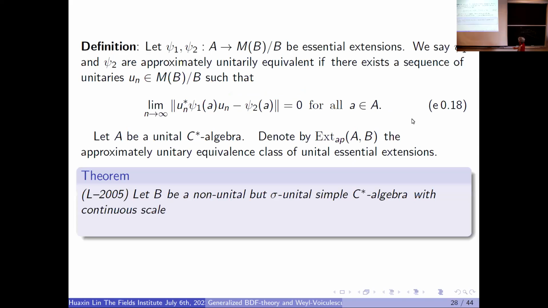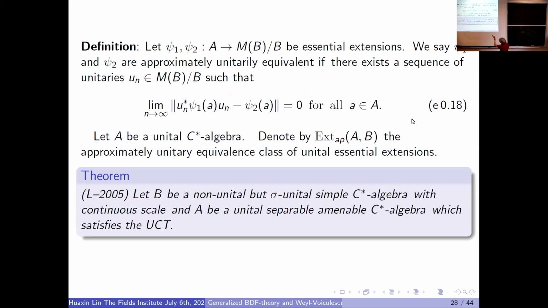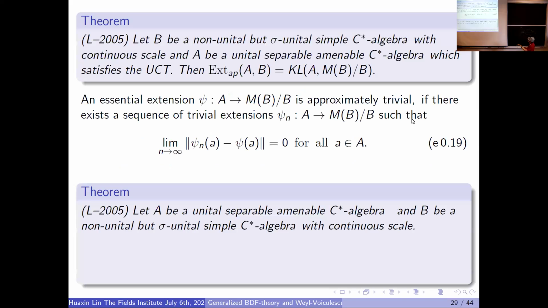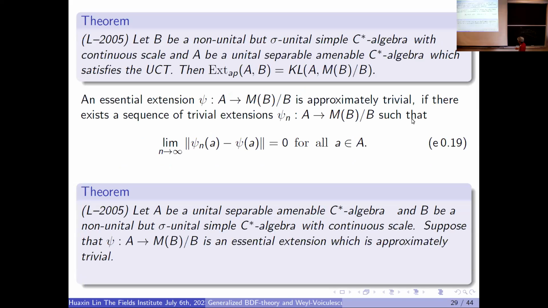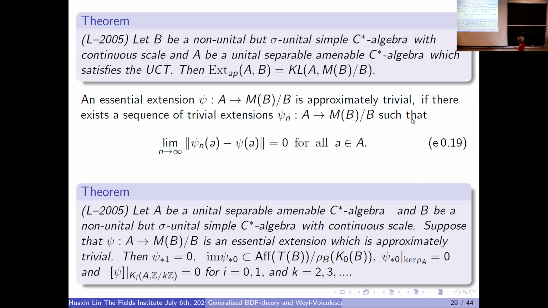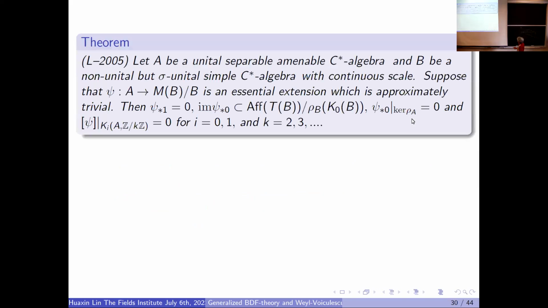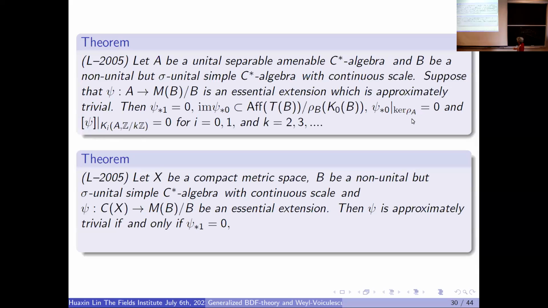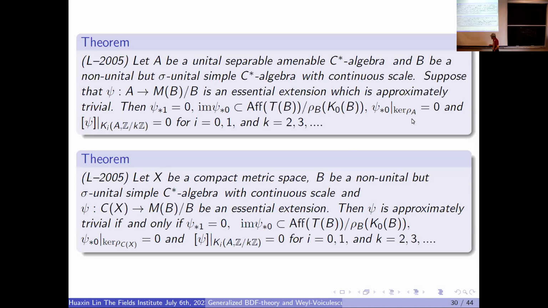In the first kind of result, instead of looking at unitary equivalence, we look at approximately unitary equivalence. Instead of looking at the trivial extension or splitting extension, we look at approximately splitting extensions. So in the commutative case, you can have a better statement, to say if and only if. One can do a little bit better.